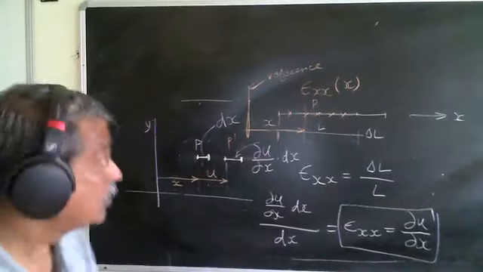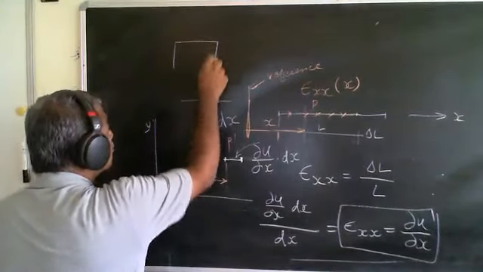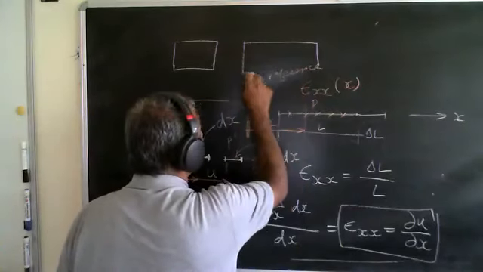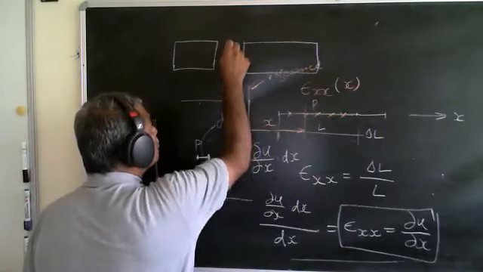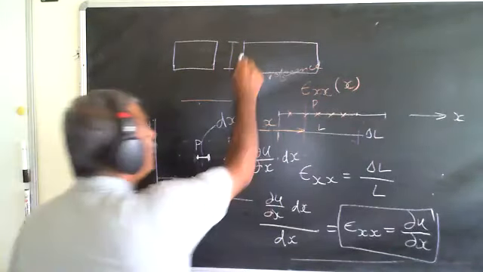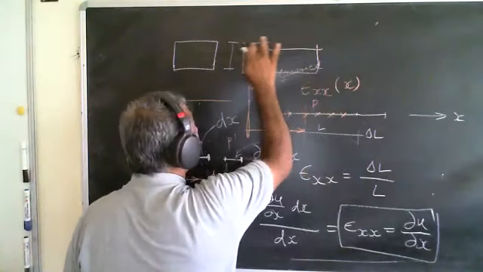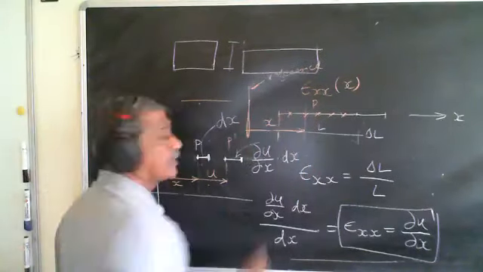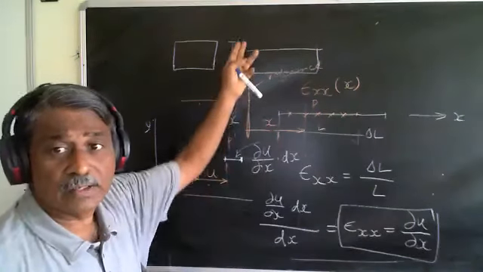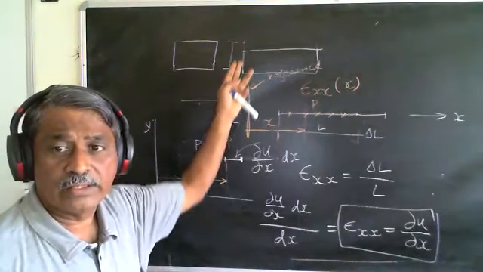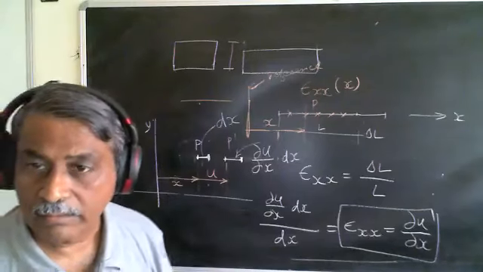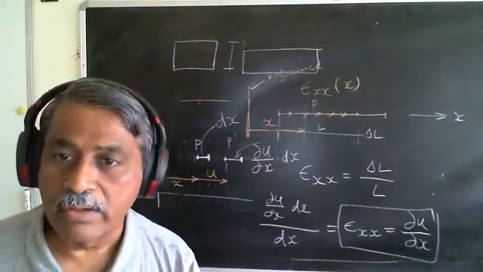You understood? Supposing I have a body like this, and then it has now elongated like this without change in this breadth, then it is only X elongation. But if it has changed like this, there is also this contraction. It is no more one single direction. There is also the change in elongation, I'm sorry, elongation in the Y direction, where epsilon YY will also come into picture.